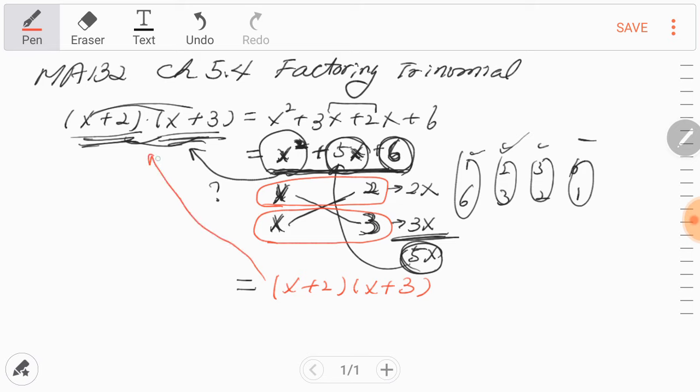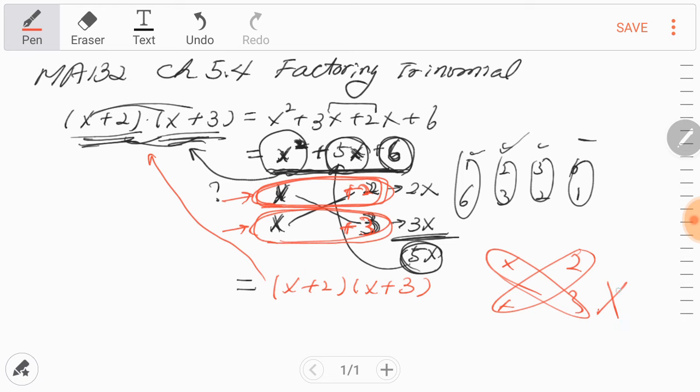So this is the same as this one. The 2 means positive 2 and the 3 means positive 3. Make sure these two factors are the first line and the second line, not the cross. Don't make it a cross. x plus 3 with x plus 2 is not right. Those two factors are the first line and the second line.